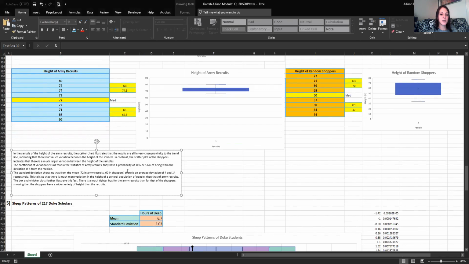0.056 or 5.6% of being within the deviation of 4 from the median. The standard deviation shows us that the mean, 72 in Army recruits, 60 in shoppers, there is an average deviation of 4 and 14 respectively. This tells us that there is much more variation in the height of a general population of people than that of Army recruits. The box and whisker plots further illustrate this fact. There is a much tighter box for the Army recruits than for that of the shoppers, showing that the shoppers have a wider variety of height than the recruits.